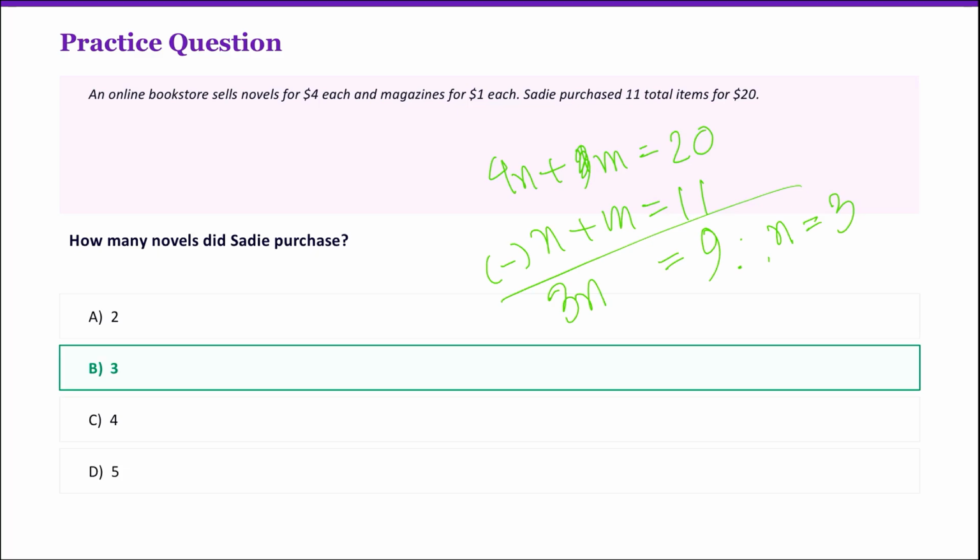And then we can go ahead and back substitute. The easiest way to go would be the second equation. So that gives us 3 plus m is 11. So then m must be 8. So how many novels did she purchase? That was the question. We know n is equal to 3, so the correct answer is B.